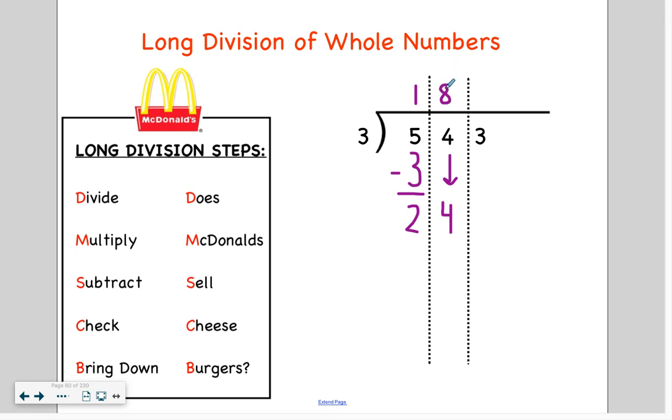Goes in 8 times. If we had chosen 7, that would be too little, and we would have gotten an answer of 3 here, and that's not less than 3. But 8 times 3 is 24, works. Again, we have another number to bring all the way down. Then we start again. 3 goes into 3 one time. 1 times 3 is 3. We subtract. 3 minus 3 is 0. 0 is less than 3, and we don't have any other numbers to bring down, so our answer is 181.